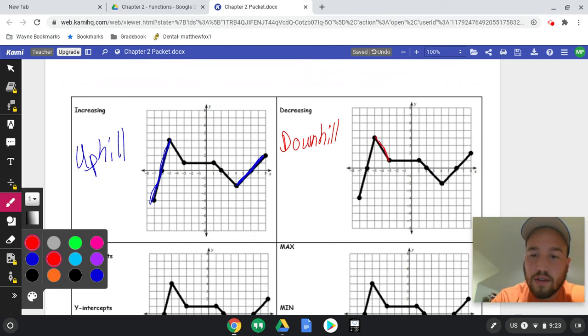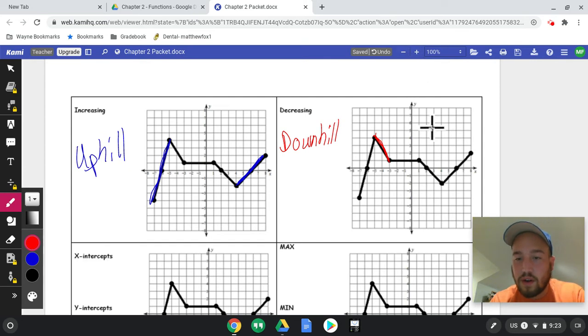So right here, this chunk, now be careful. Where I have my mouse right here, this part, that is considered constant. It's neutral, it's not decreasing, it's not increasing, it is constant. We'd have one more chunk that is decreasing, and that would be over here in the red again.